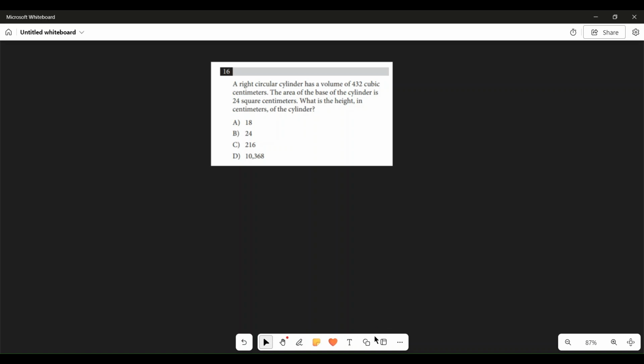This is from the 2024 Test Bundle 6, Module 2 of the Math section. Let's begin. A right circular cylinder has a volume of 432 cubic centimeters. The area of the base of the cylinder is 24 square centimeters. What is the height in centimeters of the cylinder?